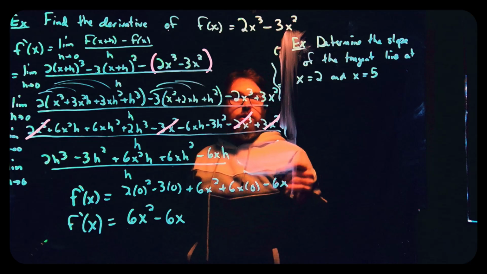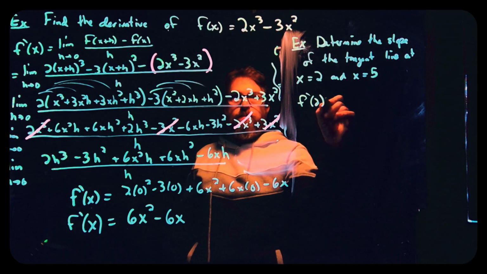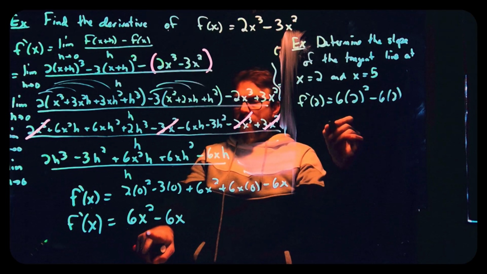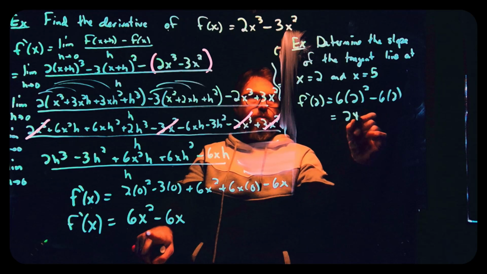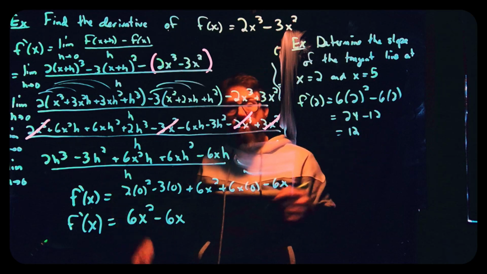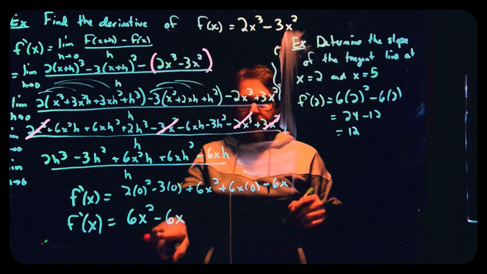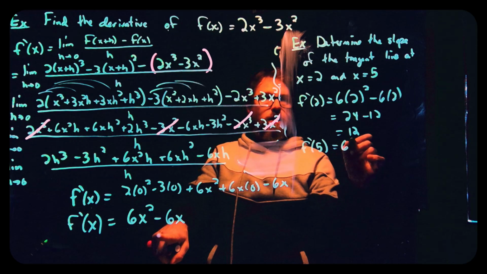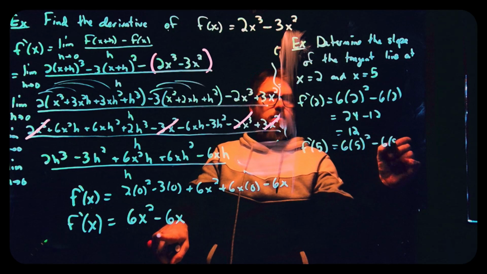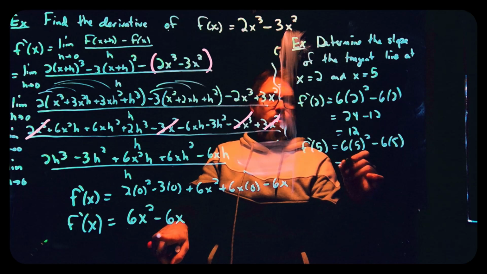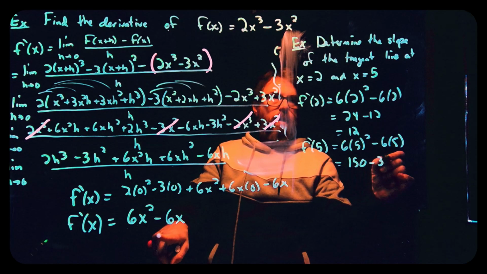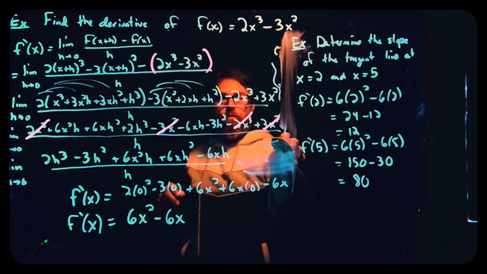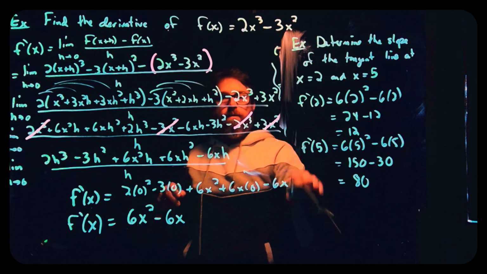So for this particular function, if I want to do that, I just have to find f prime of 2. And again, that's this function evaluated at 2. So 6 times 2 squared minus 6 times 2. So this is going to be equal to 6 times 4, or 24, minus 12. So the slope of the tangent line at 2 is going to be equal to 12. And again, since I have the derivative, I could just do exactly the same thing for 5. So this is 6 times 5 squared minus 6 times 5. So 6 times 25 is going to be 150 minus 30, which is going to be equal to 80. So the slope of the tangent line would be equal to 80 when x is equal to 5.